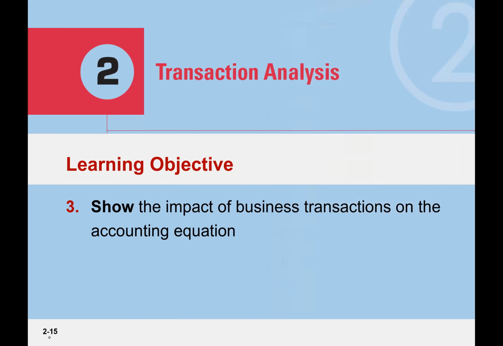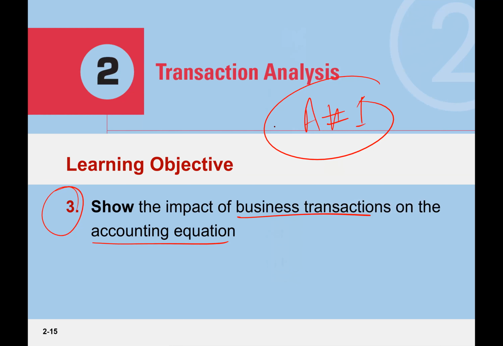Okay, now we talk about our learning objective 3, which is to show the impact of transactions on the accounting equation. We already finished our assignment 1, and this illustration we will do in a breakout room. I will be posting the transactions into the group, and all you have to do is post all these into the accounting equation, and at the end we tally our answers.